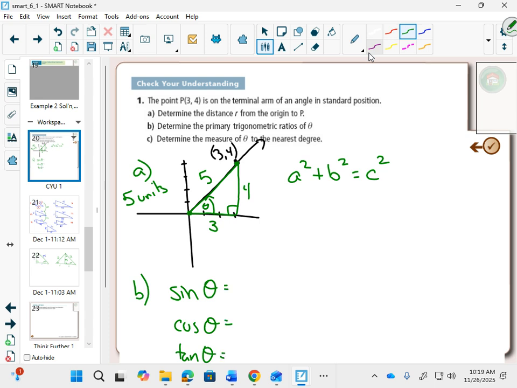Well, sine is what over what? You think about SOHCAHTOA, opposite over hypotenuse. Can you see that your opposite is 4 and your hypotenuse is 5? Cos, adjacent over hypotenuse. Can you see that your adjacent is 3, your hypotenuse is 5? And tan, opposite over adjacent. Those are your 3 trig ratios.